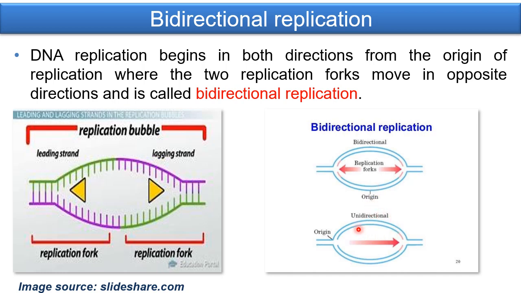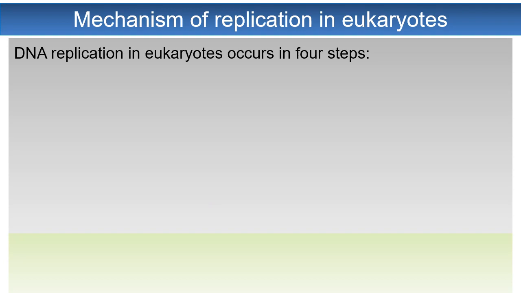In prokaryotic cells, the replication is unidirectional, that is, it will go on only in one direction, but in eukaryotic cells the replication will take place in both directions. That is why it is known as bidirectional replication. Now comes the mechanism of replication in eukaryotes.